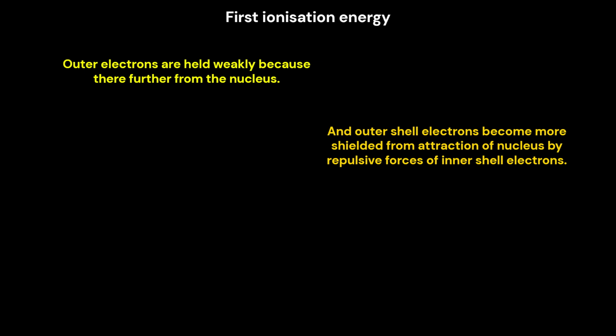First ionisation energy. Outer electrons are held more weakly because they're further from the nucleus, and outer shell electrons become more shielded from the attraction of the nucleus by the repulsive forces of inner shell electrons.